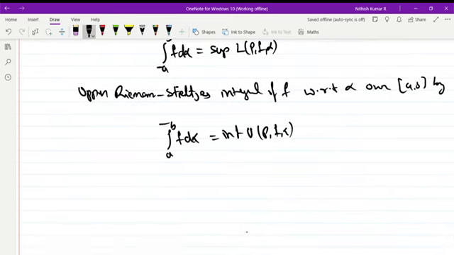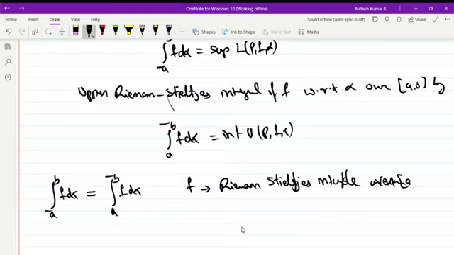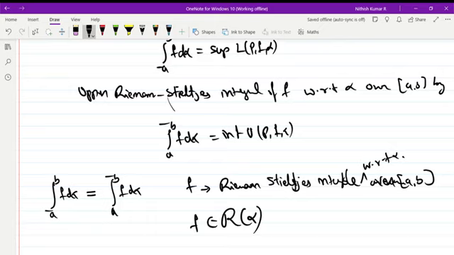Now if these two integrals are equal, that is, the lower Riemann Stieltjes integral of f with respect to alpha over the closed interval [a, b] is equal to the upper Riemann Stieltjes integral of f with respect to alpha over the closed interval [a, b], then we say that f is Riemann Stieltjes integrable over the closed interval [a, b] with respect to alpha, and in this case we write f belongs to R of alpha.